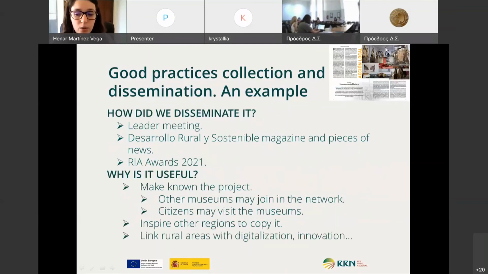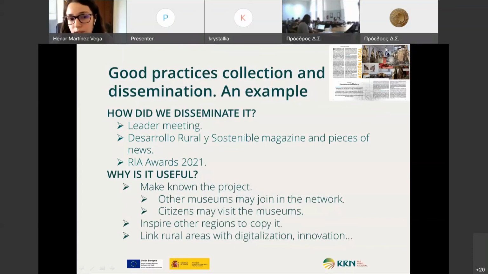So in this case, how did we use this information to spread this good practice? First of all, we organized a LEADER meeting that is related to the rural development programs. And the important point about that is that we invited to this meeting local people who were working in the rural areas to share how the team of Living Museums made this project and how they developed it. We also made a report in our magazine and some pieces of news, and we also proposed this project to the Rural Inspiration Award, that is a European competition for rural projects that are innovative and with solutions for shared problems of the rural areas.